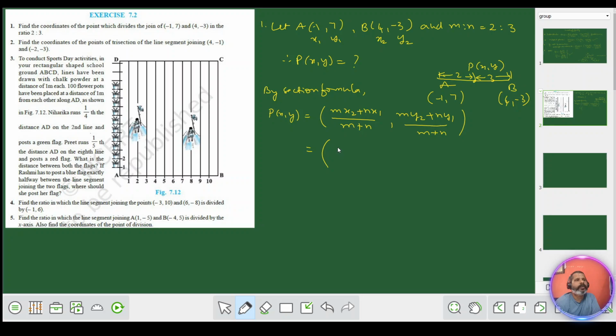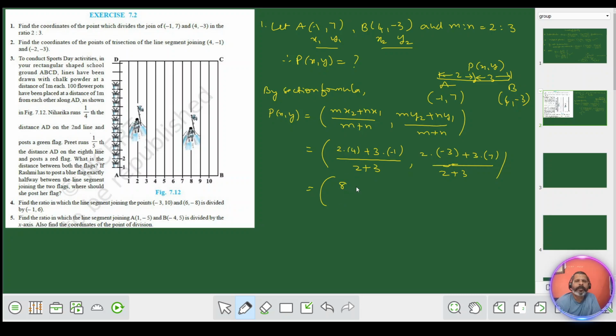So m is 2. I put a dot because it's a multiplication sign. x2 is 4, plus n is 3, x1 is minus 1, divided by m plus n, that is 2 plus 3. Similarly, m is 2, y2 is minus 3, plus n is 3, y1 is 7, divided by m plus n, that is 2 plus 3. Understood? You assign the values like this, x1, y1, whatever you see here. Then you will have a clear idea while substituting what you are substituting.